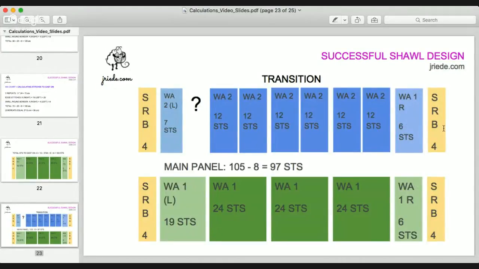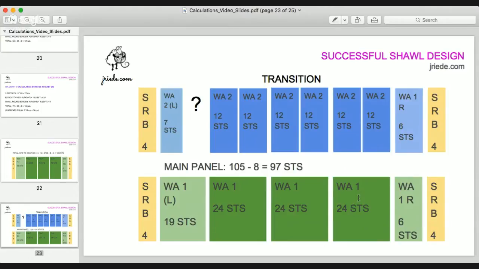So the small round border does not change in our transition. We just continue working the small round border on the right side and on the left side. As our repeat of White Atlantic 1 is 24 stitches wide, and White Atlantic 2 is only 12 stitches wide, the question is how can we fit this total number of stitches for our second section and this first section together? So basically, how can we work a transition?